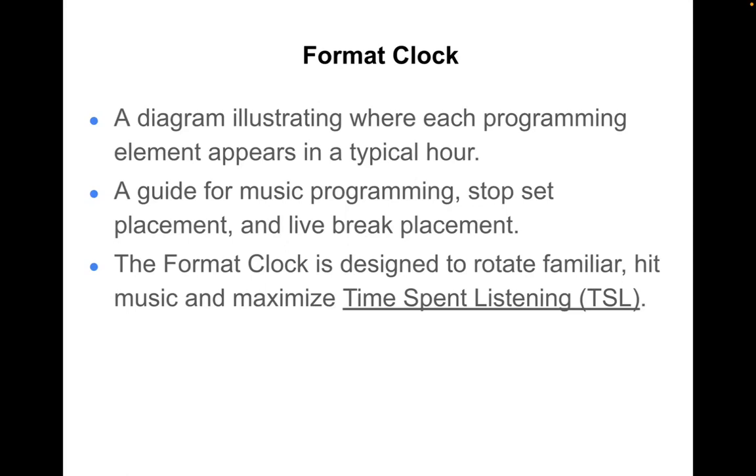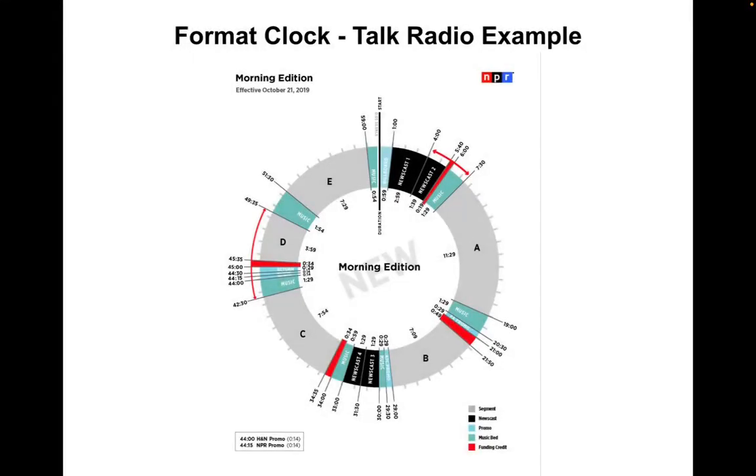For example, a station will offer more news, weather, traffic, and time checks with less music during morning and afternoon drive times when the majority of listeners are in the car, and less talk with more music during the midday and evening while most listeners are at the office or at home. The next two slides are examples of what a format clock looks like for NPR's Morning Edition, a news talk format, and what one might look like for a music station.